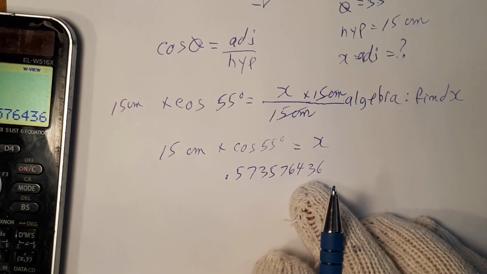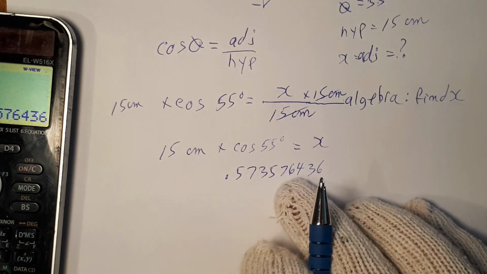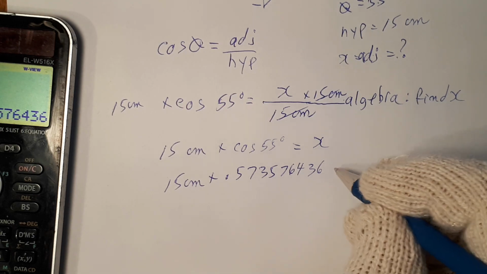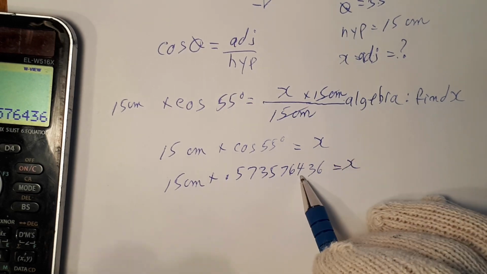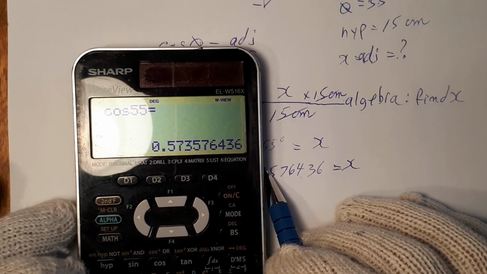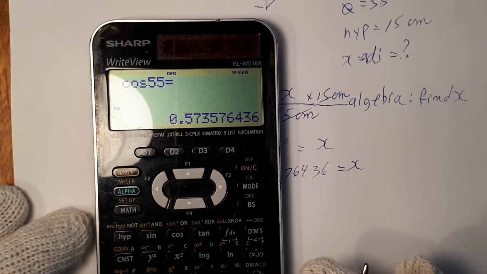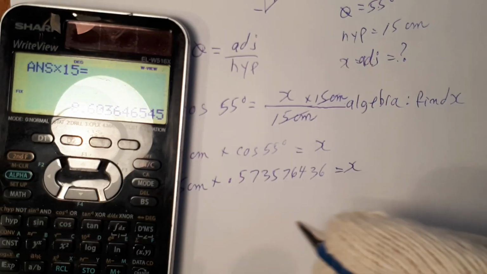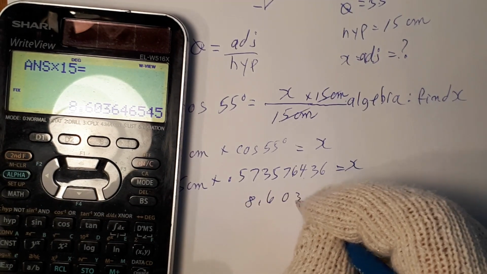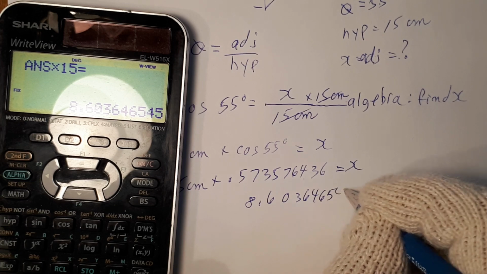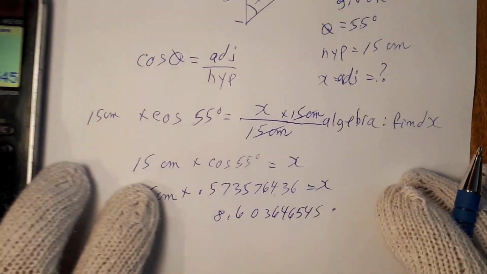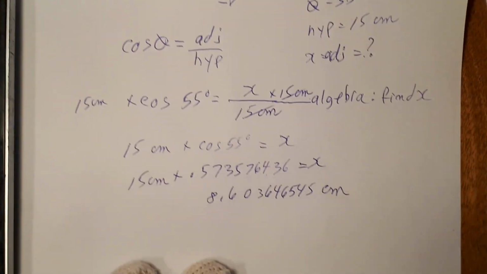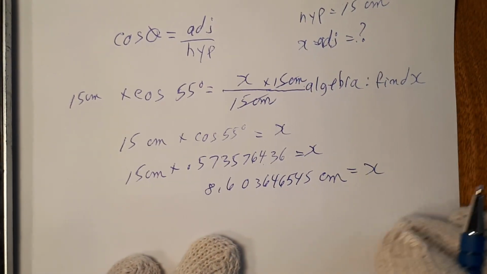And it becomes a dimensionless number once you take the cosine of an angle, dimensionless, and multiply it by 15 centimeters is equal to x. Completing the multiplication, we already have this in our calculator. Just multiply it by 15 is equal to 8.6. And the units is centimeters is equal to value of x.